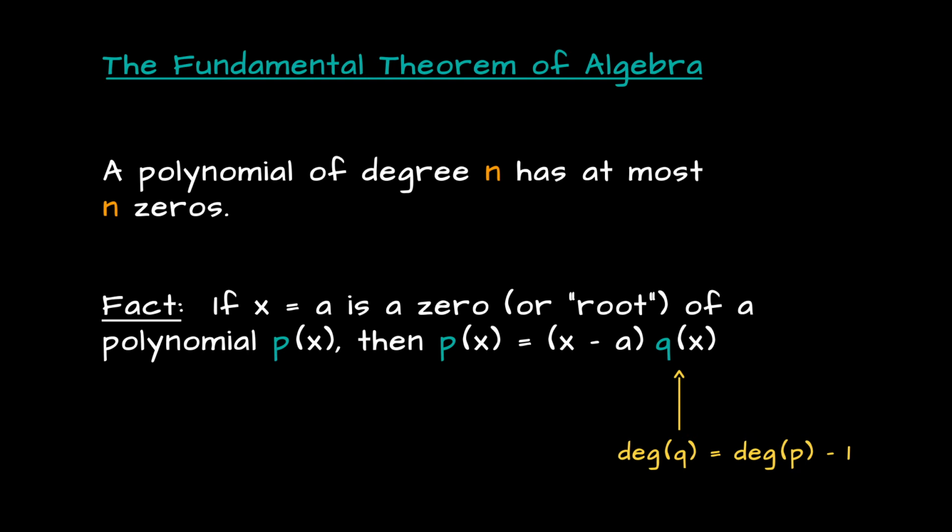This also explains why if the degree of p is n, you can have at most n roots, because after you factor them all out, there can be nothing left except a polynomial of degree 0, which is just a constant.